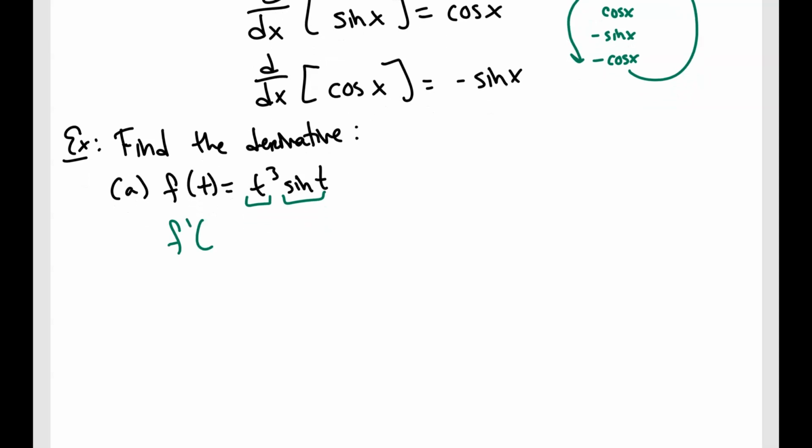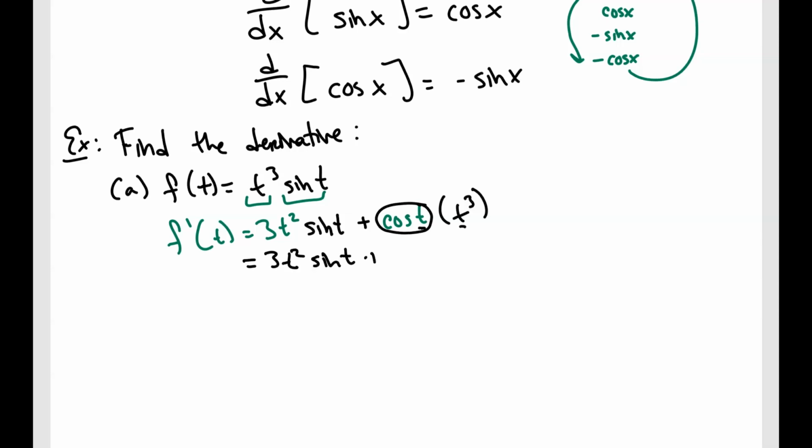So you're going to have f prime of t is equal to the derivative of the first, which is going to be 3t squared. I'm going to leave the sine by itself, sine of t, plus now we're going to take the derivative of the sine, and the derivative of sine is cosine of t. And now we're going to leave the t cubed by itself. One thing to note, make sure that you do not multiply these two together with the cosine. What you want to write is 3t squared sine of t plus, let's write the t cubed in the front, cosine of t.